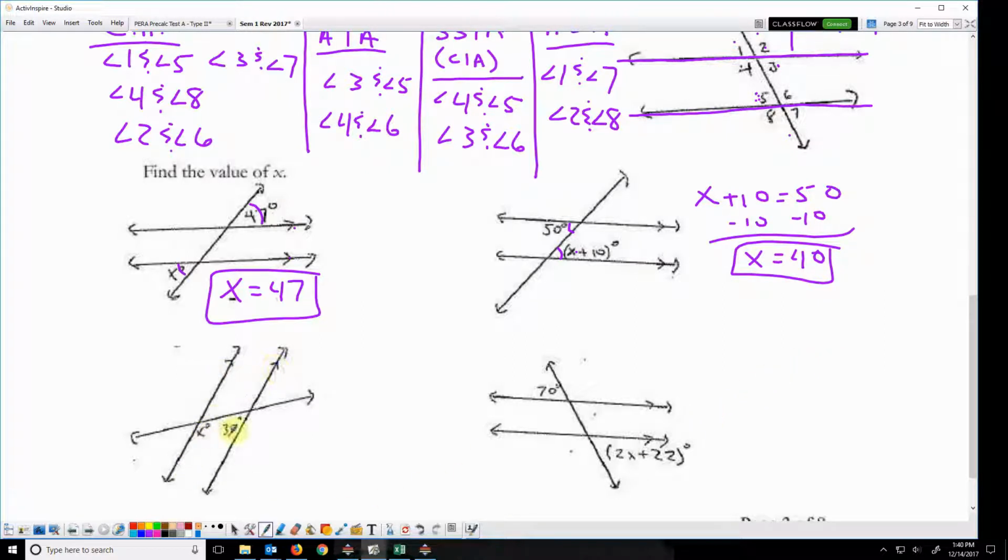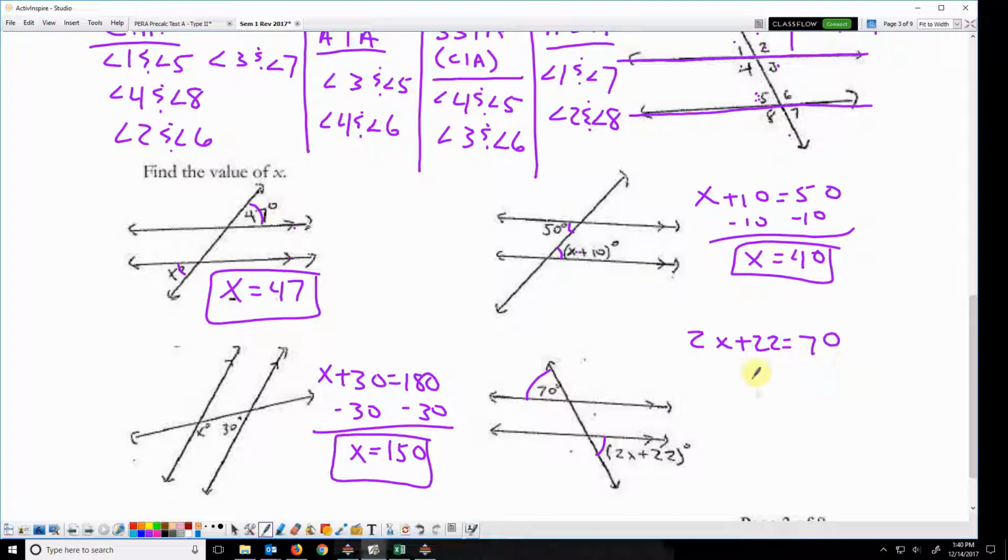When lines are parallel, consecutive or same side interior angles are supplementary. X plus 30 equals 180. Subtract 30 on both sides. X is 150. And when lines are parallel, alternate exterior angles are congruent. So 2x plus 22 equals 70. 70 minus 22 is 48. And 48 divided by 2 is 24.